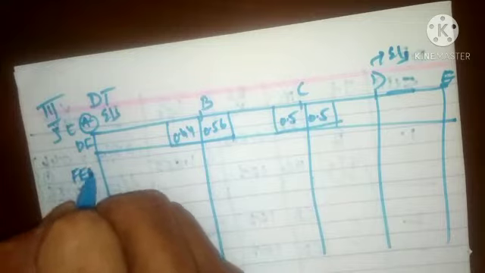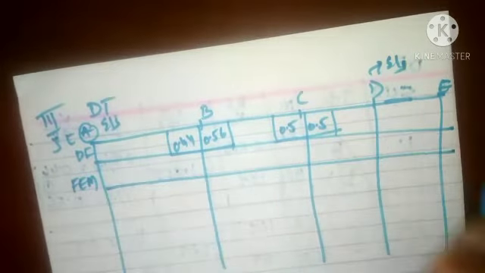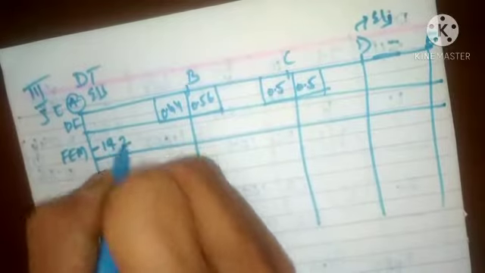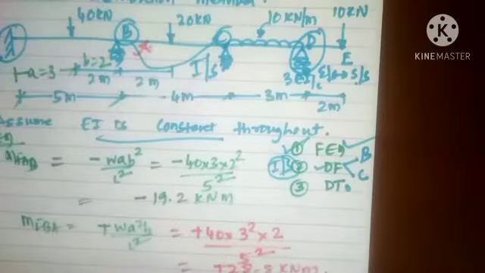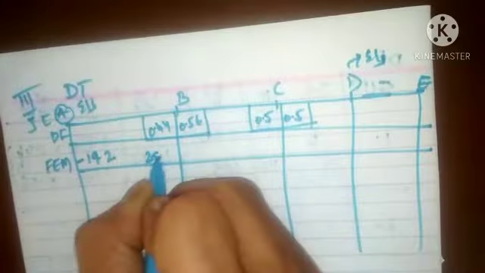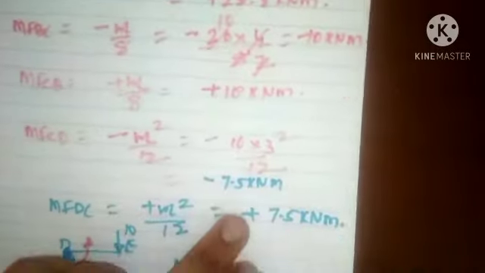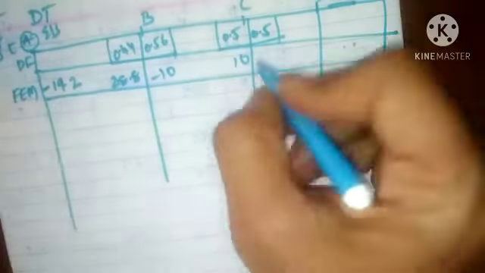Next factor in the next row is nothing but fixed end moment. So when you write down fixed end moment, you need to refer back to this particular calculation. AB value is 19.2, so write the value here as minus 19.2. BA value is 28.8, so write the value as 28.8. Next value is minus 10 plus 10, so write the value as minus 10 plus 10. Next, minus 7.5 plus 7.5. And value of D to E is minus 20, so we will be writing here as minus 20.